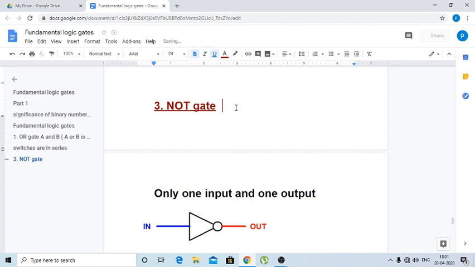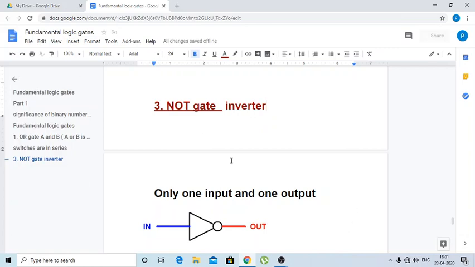So what is a NOT gate? NOT gate means the name itself. Whatever the input is given, that is not the output. It means inverter. Inverter means, suppose if you give high, the output is low. If you give low, output is high.